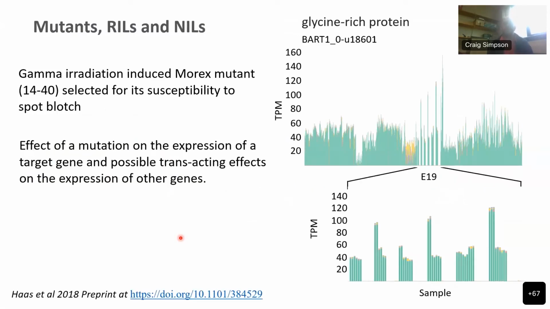This is another example here where you've got an induction of a mutation. This is a gamma radiated mutation in a Morex sample set, and it was selected for its susceptibility to spot blotch. Again, here you can see the effect of that mutation on the expression of a target gene. And of course, there are also possible trans-acting effects downstream of that. These were 6 different experiments, and you can see the expression levels have changed in the mutant compared to the wild type Morex.